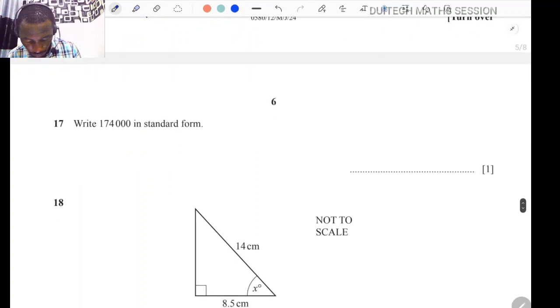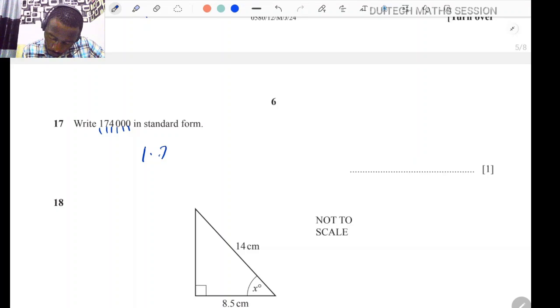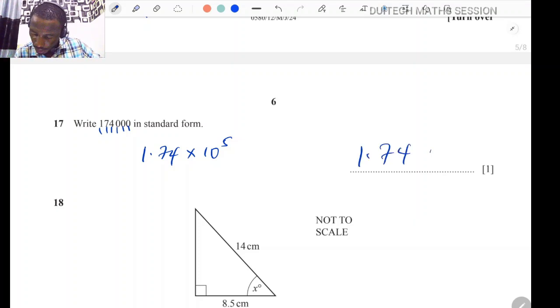The question 17 says write this number in standard form. So it's very simple. This is not a small number close to zero, so you won't put a negative power. All you need to do is count 1, 2, 3, 4, 5, 6. Since you have 6, subtract 1 from 6, you have 5. So your value becomes 1.74 times 10 to the power of 5. Don't forget I said before that in standard form you have to write the decimal point after the first number. So you count it. That is all. So our answer is 1.74 times 10 to the power of 5.